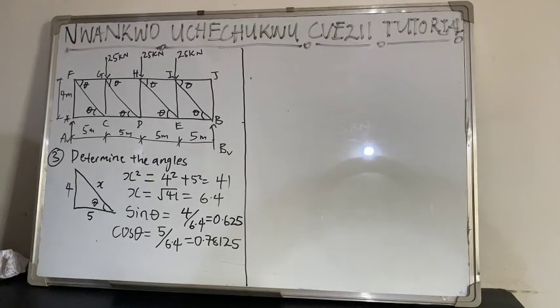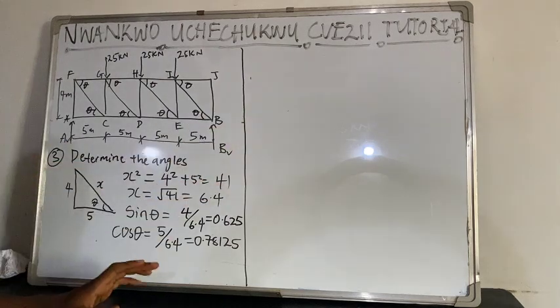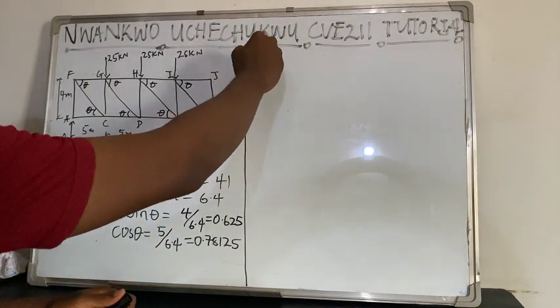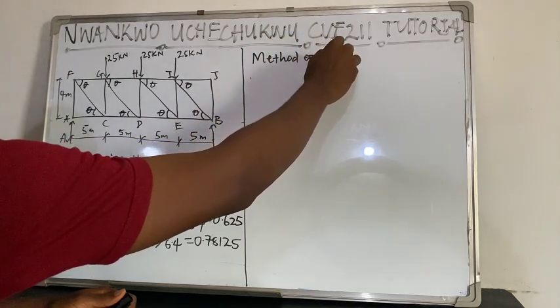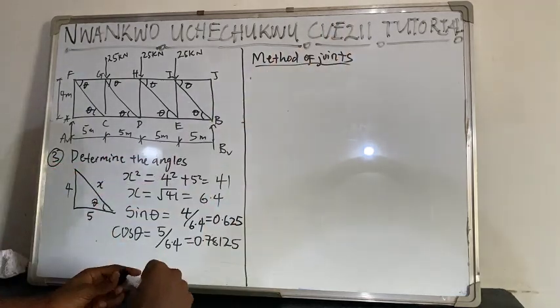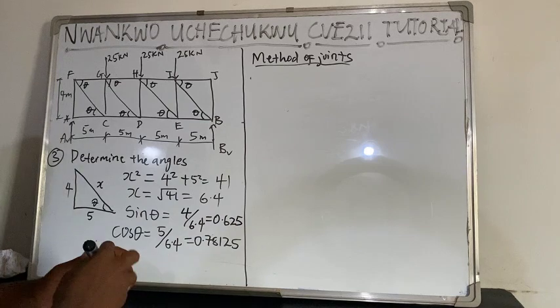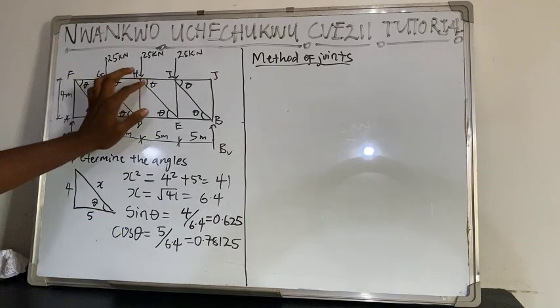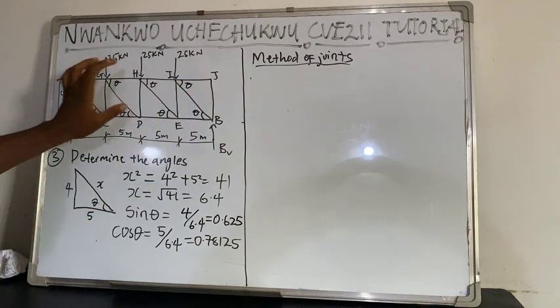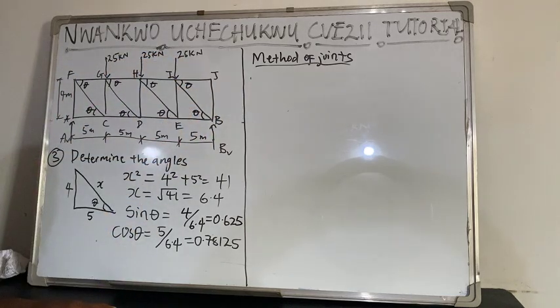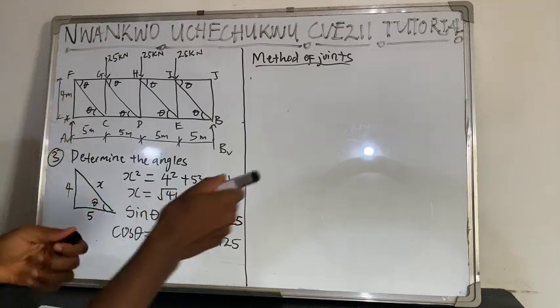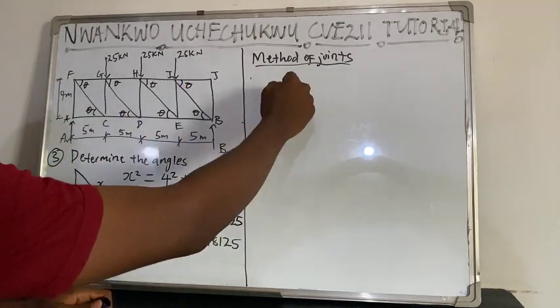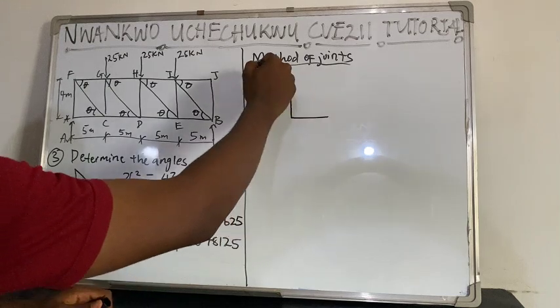So guys, the method we're going to be using to solve this is called the method of joints. We're going to be resolving each of the joints in the truss. All these are joints, and we're going to be resolving them one by one till we get to the end. So we'll start with joint A. I'll bring out all the forces in joint A, and we have this. Let's label it joint A.